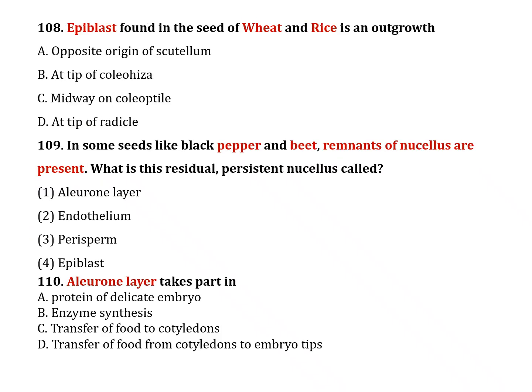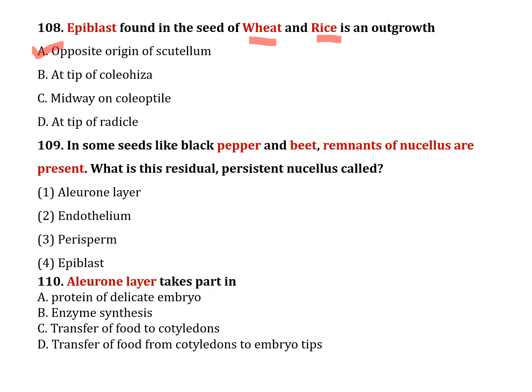The next question number 108. Epiblast found in the seed of wheat and rice is an outgrowth of option A opposite origin of scutellum, option B at the tip of coleorrhiza, option C midway on coleoptile, option D at the tip of radicle. Correct answer is option A opposite origin of scutellum.